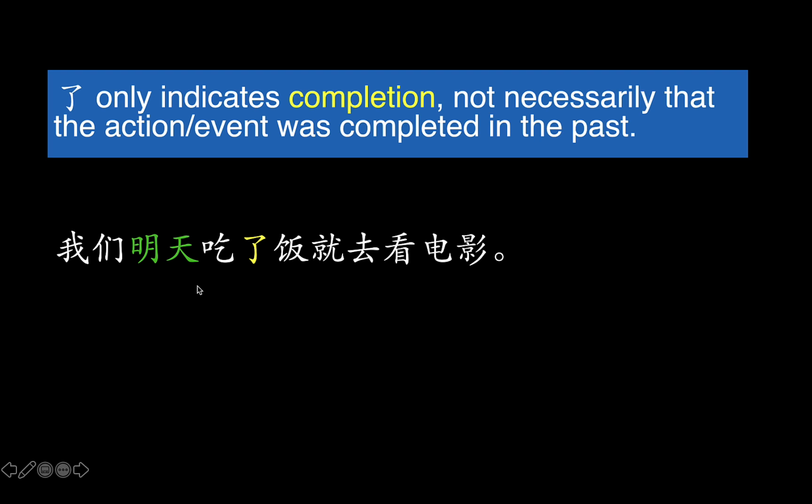Okay, so now I want you to look at this sentence. 我们明天吃了饭就去看电影. What does that mean? We have 明天, tomorrow, right? So after we eat tomorrow, we go to see a movie. So in this case, this le indicates completion, but the action is not in the past, it's in the future. So here I would like you to know that le only indicates completion. It's not a past tense marker. It is a completion marker, right?